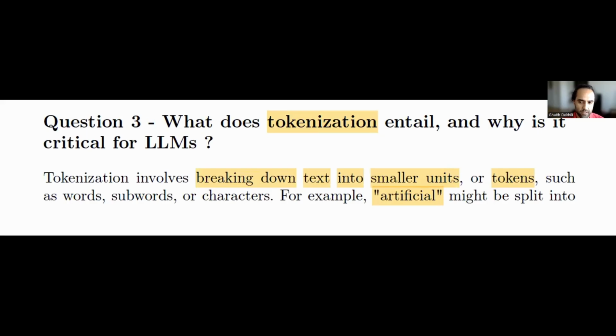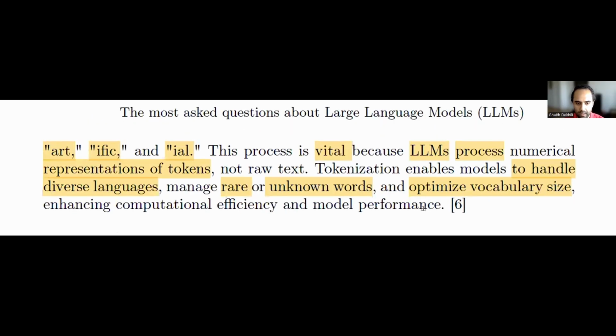Now, what is tokenization and why is it critical for LLMs? Tokenization is actually about breaking down text into smaller units called tokens. If I give you an example, let's take the word artificial. This can be split down into artificial like this. The word can be split down into three subwords, which are these ones.